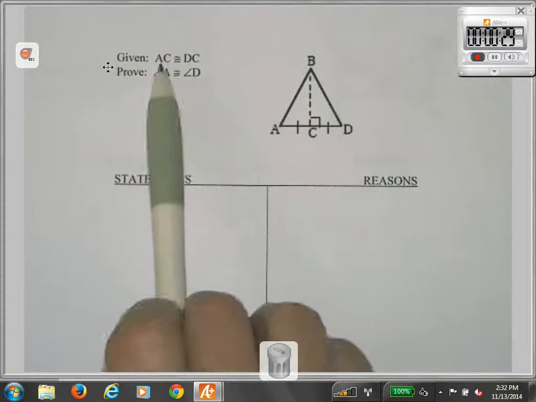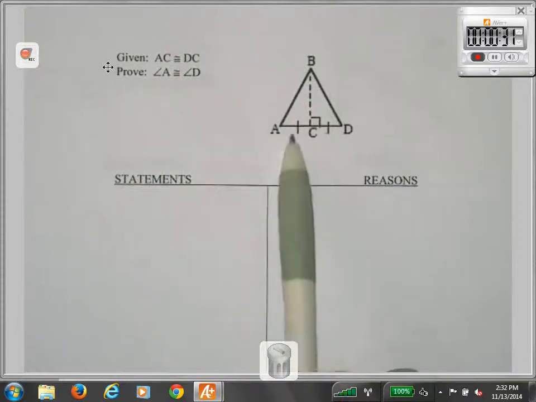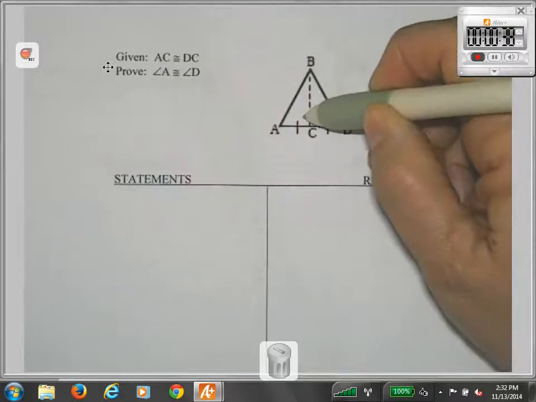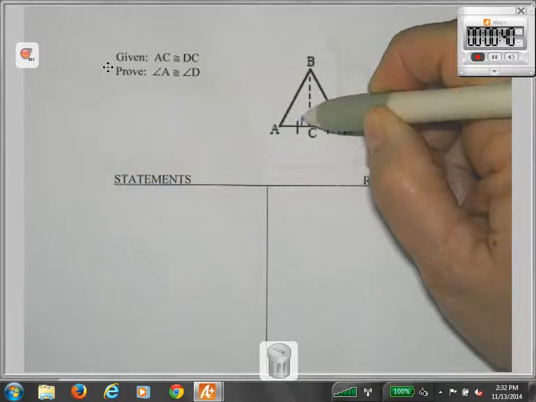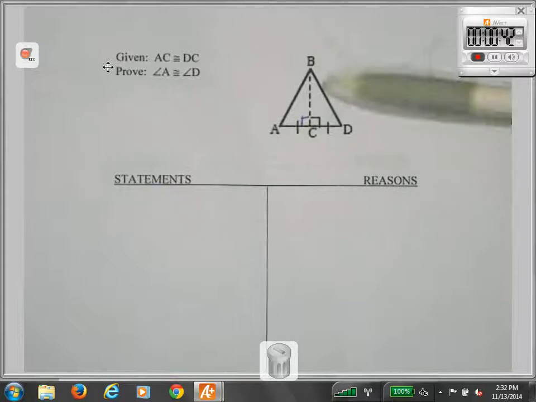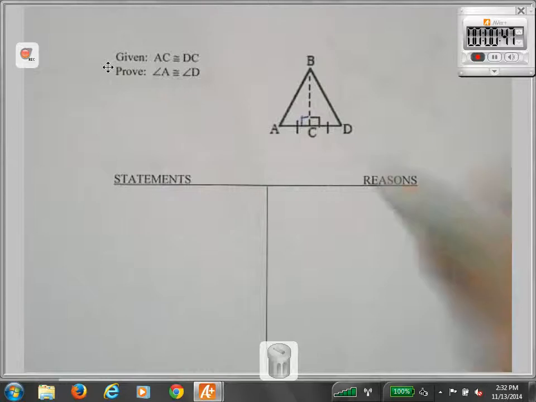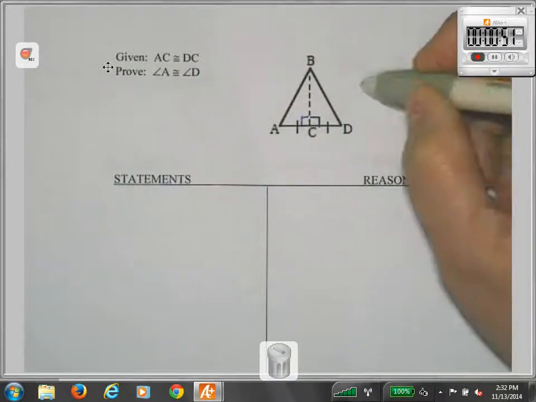We're told that AC is congruent to DC, and that's already marked. We also have the fact that this is a right angle, so the other side has to be a right angle. Okay, and then clearly we have a shared side. So what would the theorem be that's going to prove these two triangles are congruent? SAS. Right angle side, I agree.